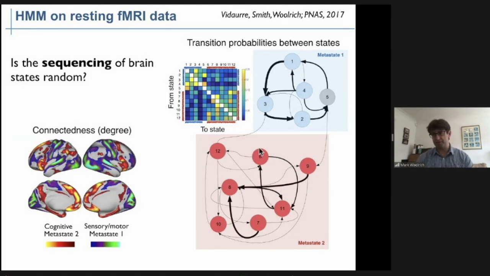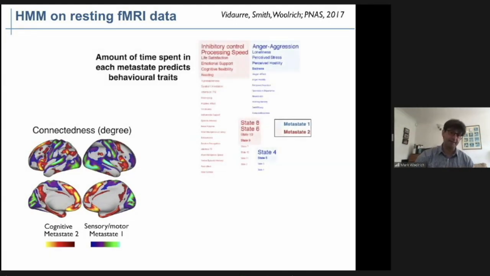But you can observe a large amount of between subject variability in the amount of time they spend in particular metastates. And so we reasoned that this might be a signature of an individual's behavioral traits, and looked to relate the amount of time spent in metastates to the behavioral trait information in the Human Connectome Project data. And this is what we found. We essentially found that people who tend to spend more time in the cognitive metastate are more likely to be associated with positive behavioral traits, whereas people who spend more time in the primary sensory motor metastate are more likely to be associated with negative behavioral traits.